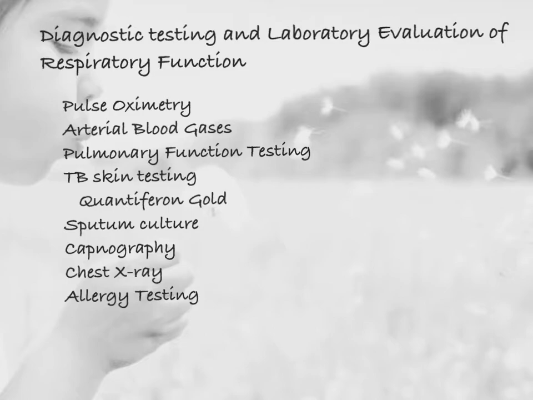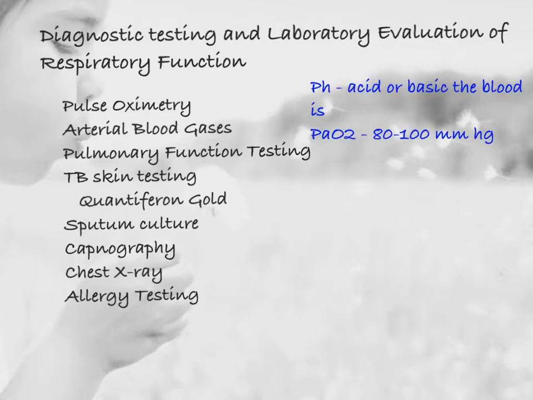And arterial blood gases are a great measure if you suspect a problem with oxygenation, because it measures three things from arterial blood. Arterial blood is the blood that we assume to be oxygenated. It measures the pH, which is how acidic or basic the blood is. Basic is the opposite of acid. And I'll get back to that in a minute. It measures the partial pressure of oxygen in the blood.